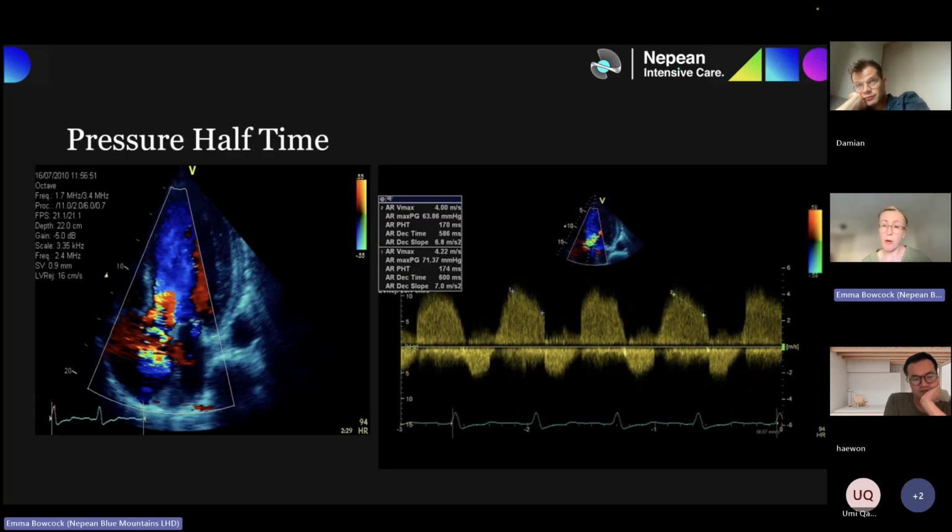So the problem as well with pressure half time, there's obviously the loading conditions there, but it's also, as you can see here from this tracing, kind of different on every beat. It's a bit fuzzy at the top, and this is obviously a real life patient from ages ago, actually. But anyway, where do you exactly measure that? So it can be a little bit tricky from that perspective.